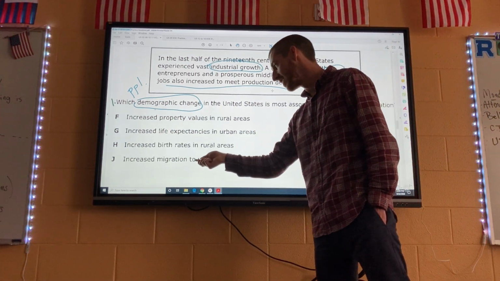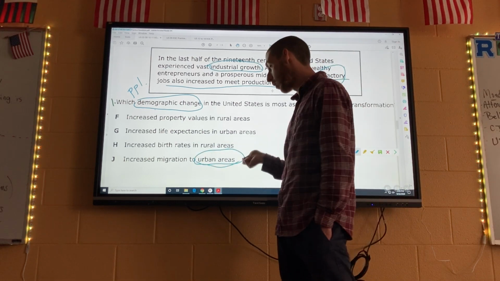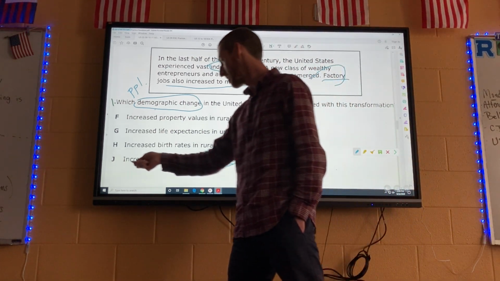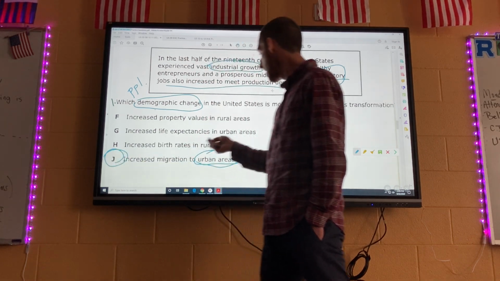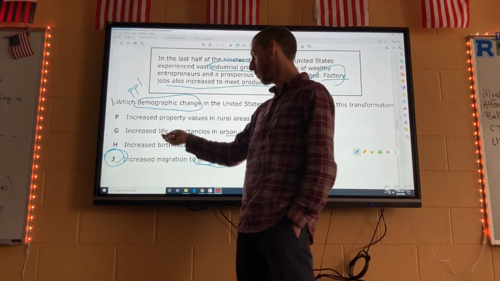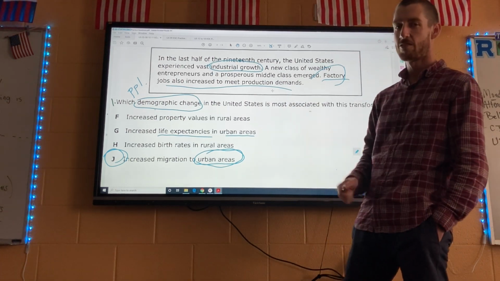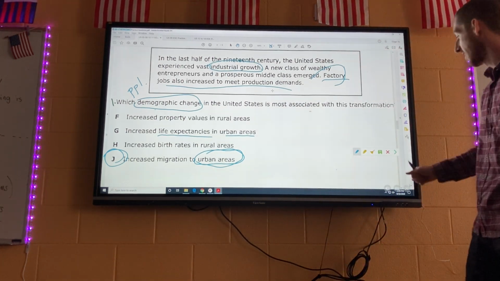Another word for cities is urban areas, and so it's going to be J, people moving for jobs. You might have looked at this one, but we didn't really talk about life expectancy or anything like that, so this is going to be your best answer. Number 1 is J on US 11.